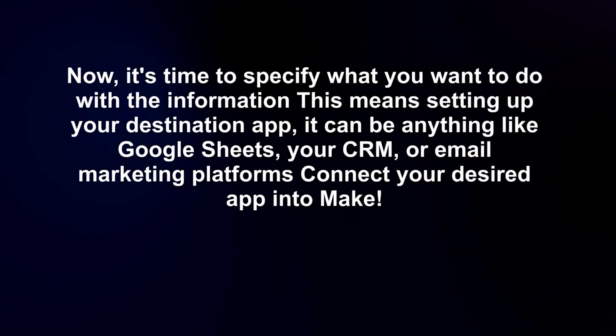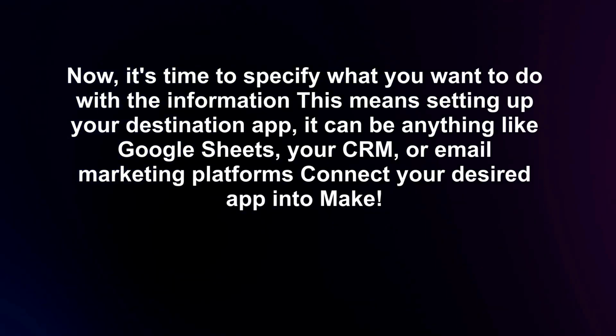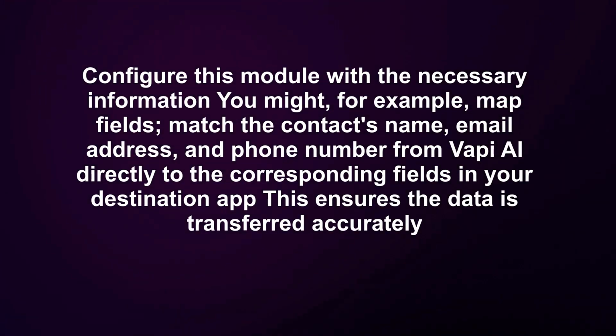Now, it's time to specify what you want to do with the information. This means setting up your destination app. It can be anything like Google Sheets, your CRM, or email marketing platforms. Connect your desired app into Make. Configure this module with the necessary information.